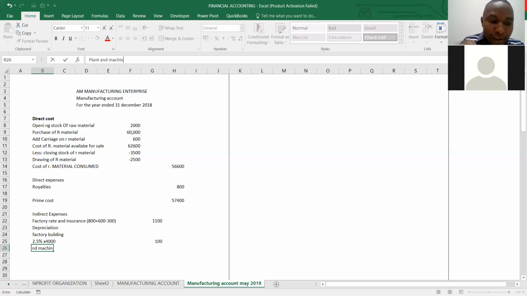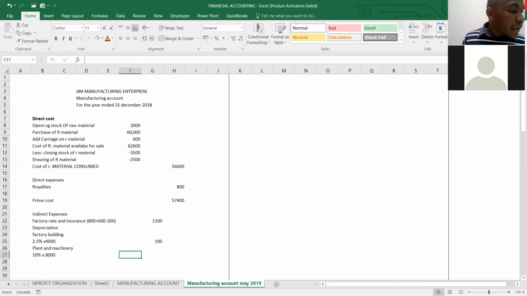The examiner will not tell you that depreciation for plant and machinery will go to manufacturing, but you have to use your reasoning, we call it IQ. So you take that 10% times the cost of plant and machinery, which is how much? 8,000, under the trial balance, the second asset after factory building. To give us 800. 10% of 8,000 is 800.